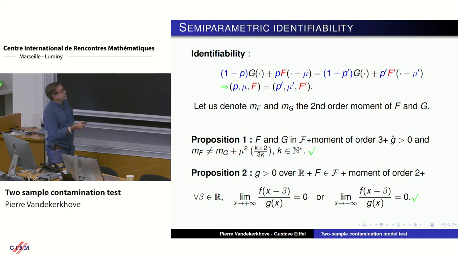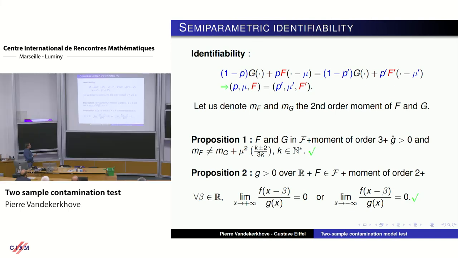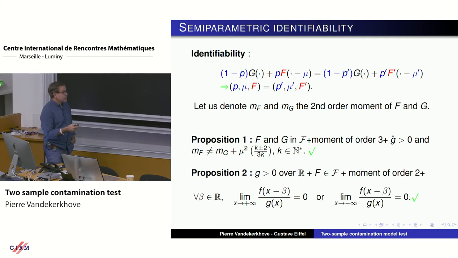The semi-parametric identifiability problem is this: you consider two representations of the same model, competing on (p, mu) and (p', mu'), and if they are equal, are we able to say that necessarily the parameters (p, mu, f) are equal to (p', mu', f')? If we can conclude this under minimal conditions, then we have identifiability of our model. So let us denote by mf and mg the second order moments of f and g. If these moments are not connected by this relation, if these distributions have moments of order 3, with a Fourier transform positive for g, then you can discuss this condition in a general way and decide that you have this result holding.